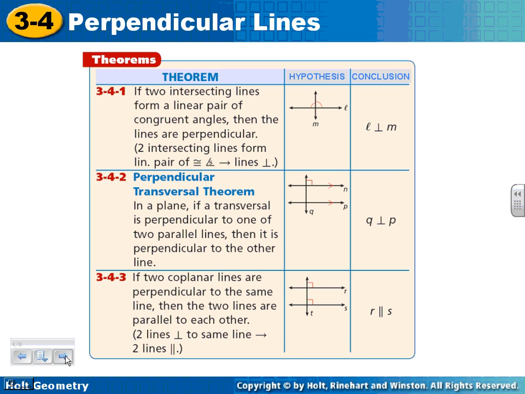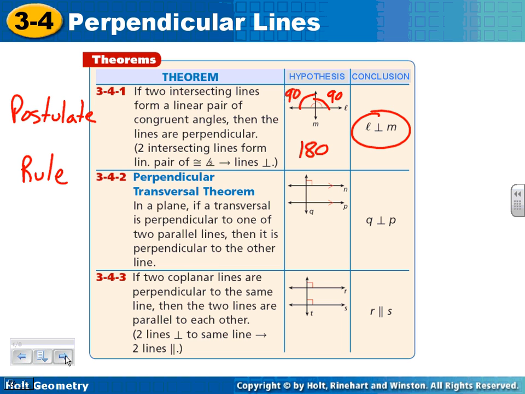Three theorems. The word theorem is very similar to postulate. It is nothing more than a rule. A rule of geometry. Here's 3.4.1. If two intersecting lines form a linear pair of congruent angles, then the lines are parallel. I'm sorry, perpendicular. In other words, if this angle equals this angle, that means that's 90 and that's 90, because they have to add up to 180. So what that means is the two lines have to be perpendicular.